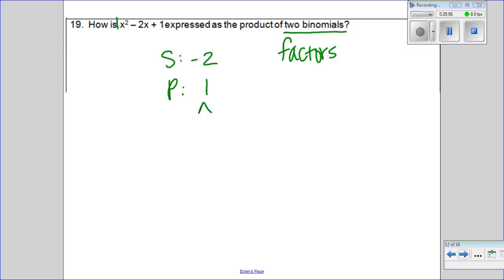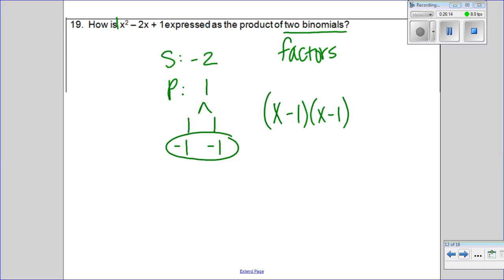So the only things that multiply together to give me a positive 1 are 1 times 1 or negative 1 times negative 1. These will add up to give me my sum, which is negative 2. So I fill in my parentheses, x minus 1 times x minus 1. And it asks for two binomials, so you should see the answer like that. If it asks for just expressed as one binomial, it would be x minus 1 squared.